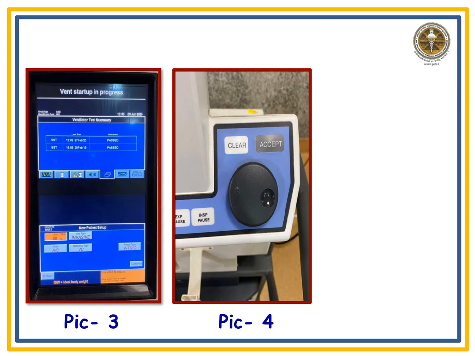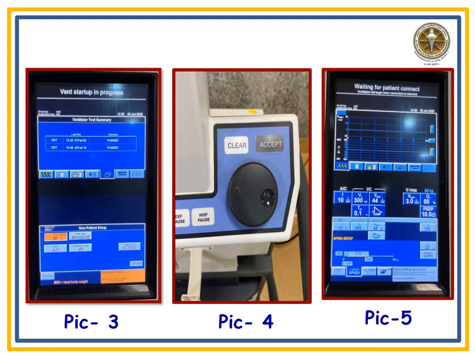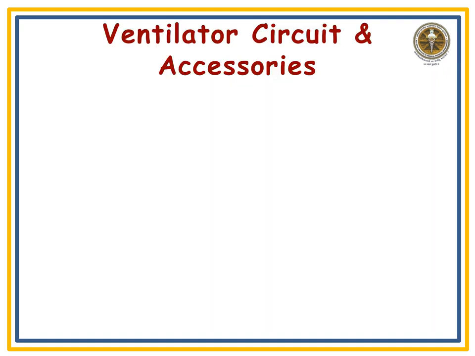Once you have accepted it, all the settings will be final for your patient and will come up on the ventilator screen like in picture number 5. Now your ventilator will write on the top of the screen that it is waiting for the patient to get connected. Now we have successfully applied the settings in our ventilator.